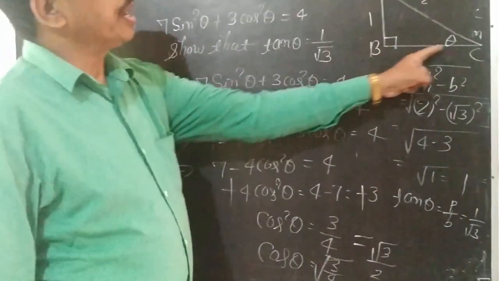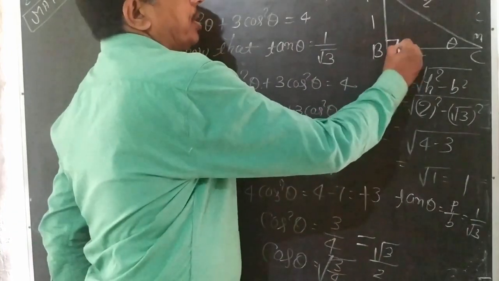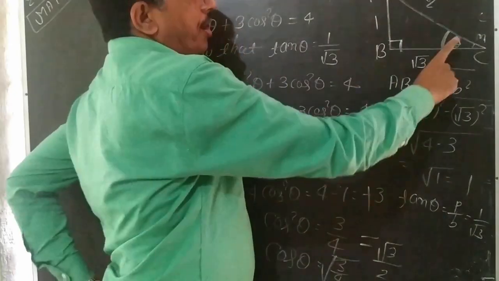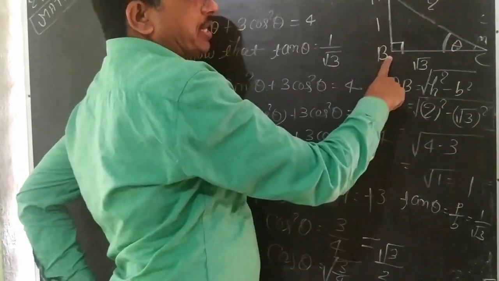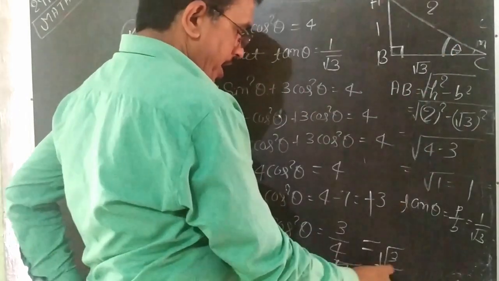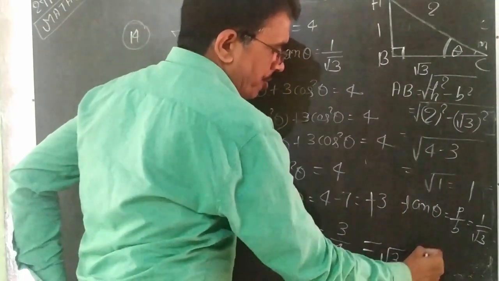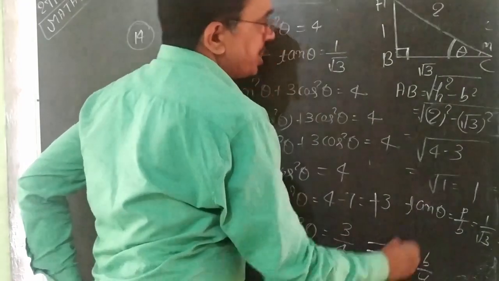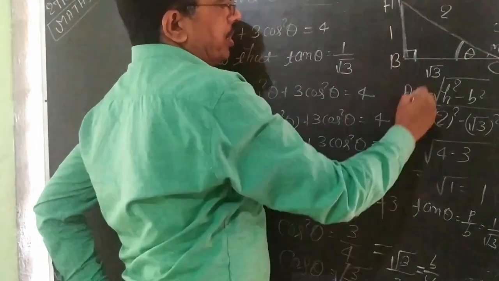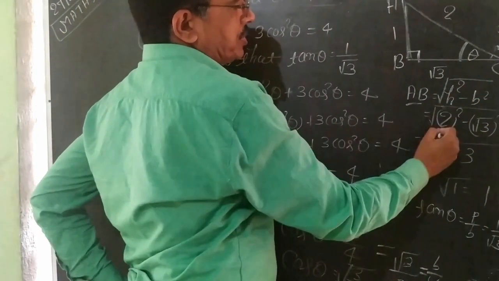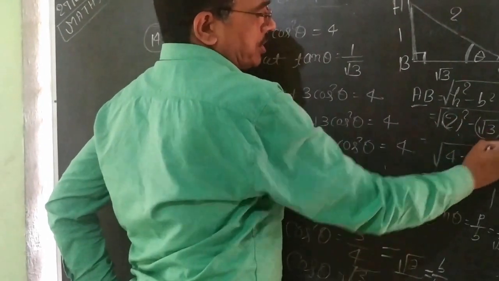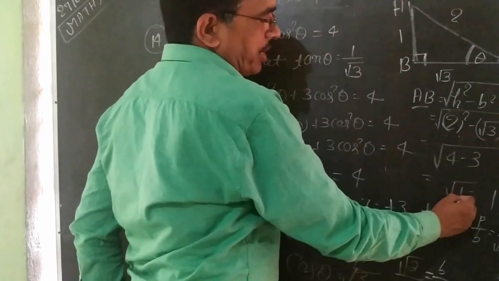Now we draw a triangle, right angle at B, and here is ABC. So we suppose this angle is theta. If this angle is theta, then perpendicular is AB, base is BC, and hypotenuse is AC. Here cos theta is B by H. So B is root 3 and H is 2. Then you can find perpendicular. Perpendicular is root of h square minus b square. That is 2 square minus root 3 square. 2 square is 4, root 3 square is 3, 4 minus 3 is 1, that is 1.